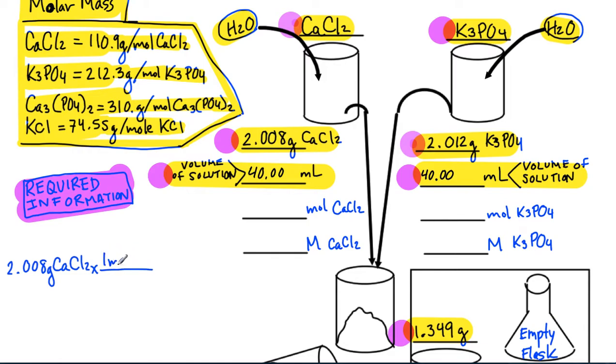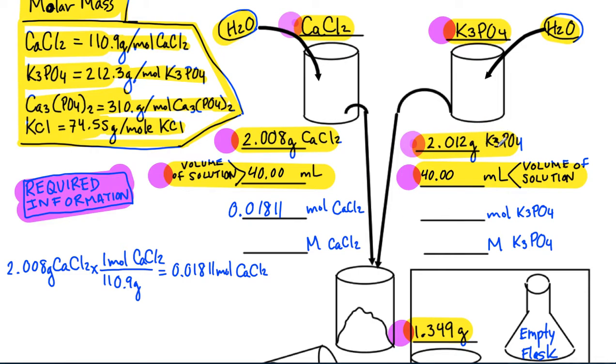So if I have 1 mole of calcium chloride, I divide it by the molar mass, which is 110.9 grams, and I will get the moles of my calcium chloride, which is 0.01811 moles of calcium chloride. I'm going to place that right in here, 0.01811 moles of calcium chloride. Now, if I want to, I can find the molarity of that. But before I do that, I'm going to just continue on with finding my moles.